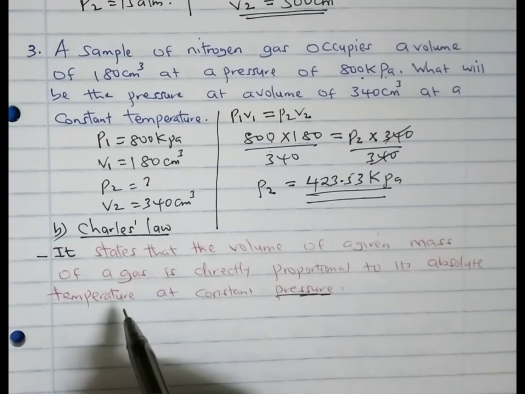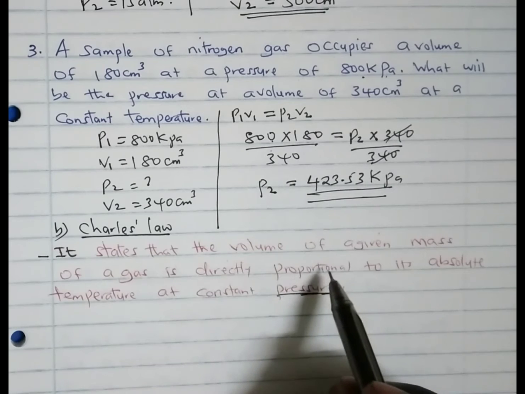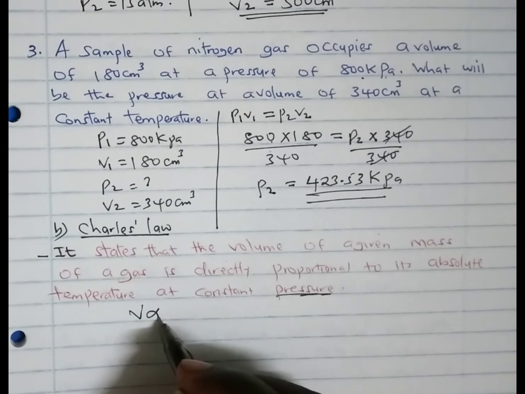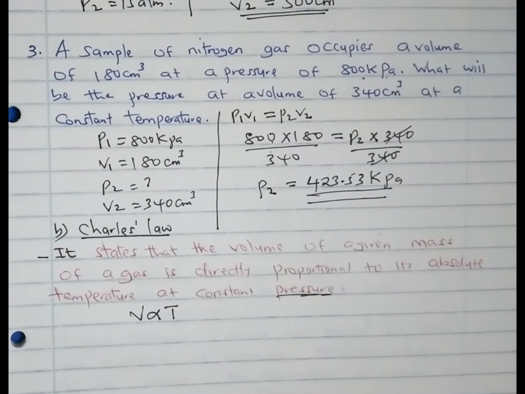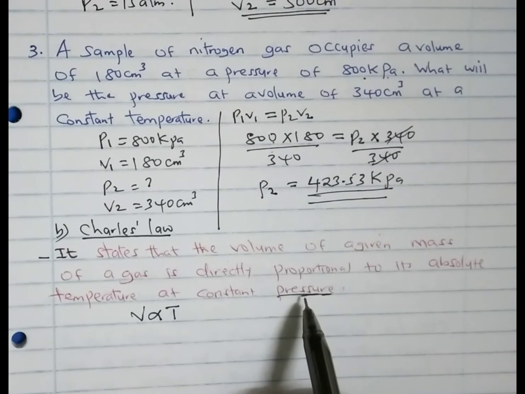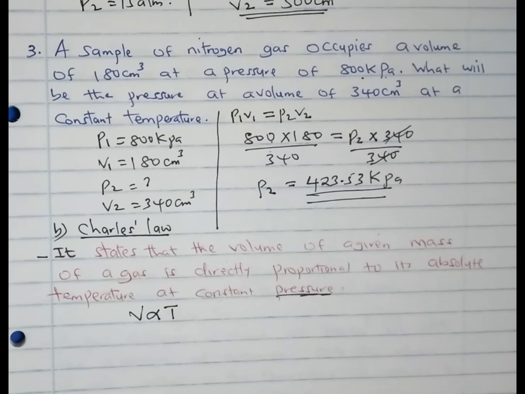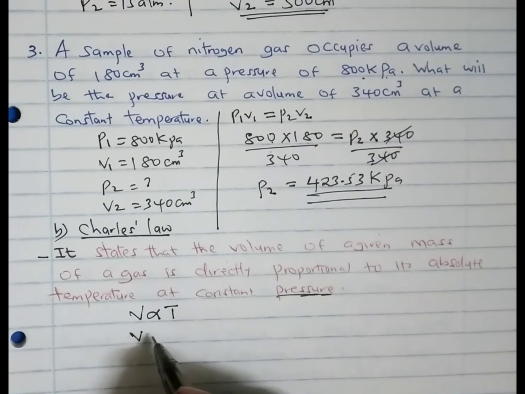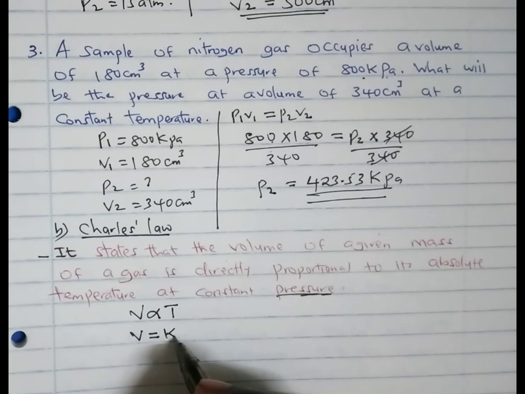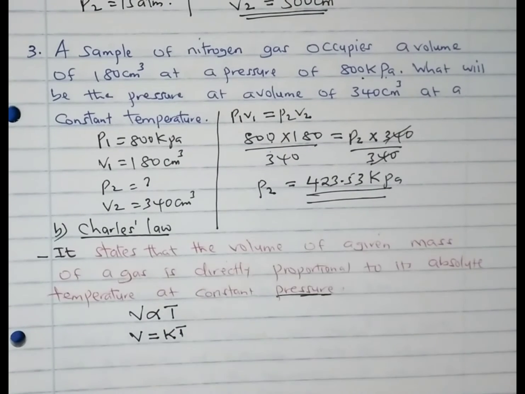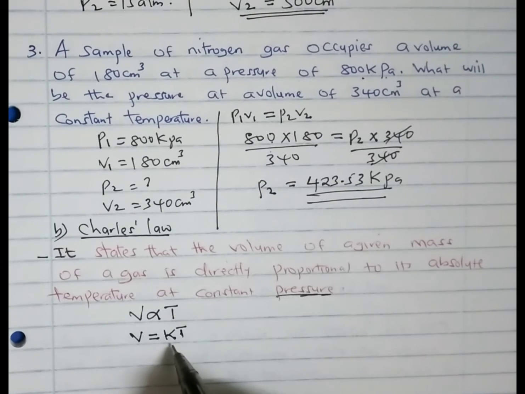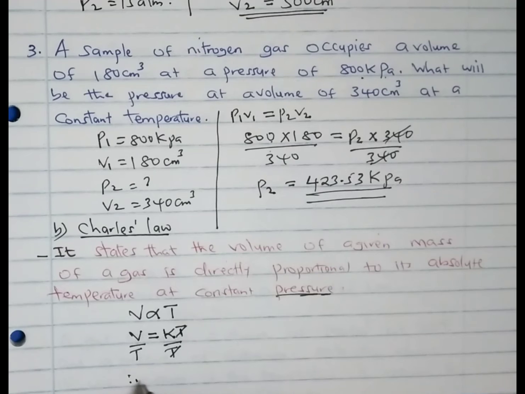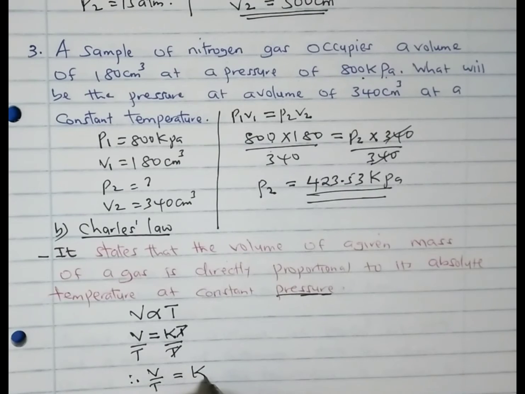Mathematically, we say that volume is directly proportional to temperature at constant pressure. That means pressure does not change. In this case, we can say volume will be equal to a constant of variation, K, times T. If you want to make the constant the subject, you divide by T on both sides, where T and T cancel, and therefore we say volume over temperature will always be equal to a constant.